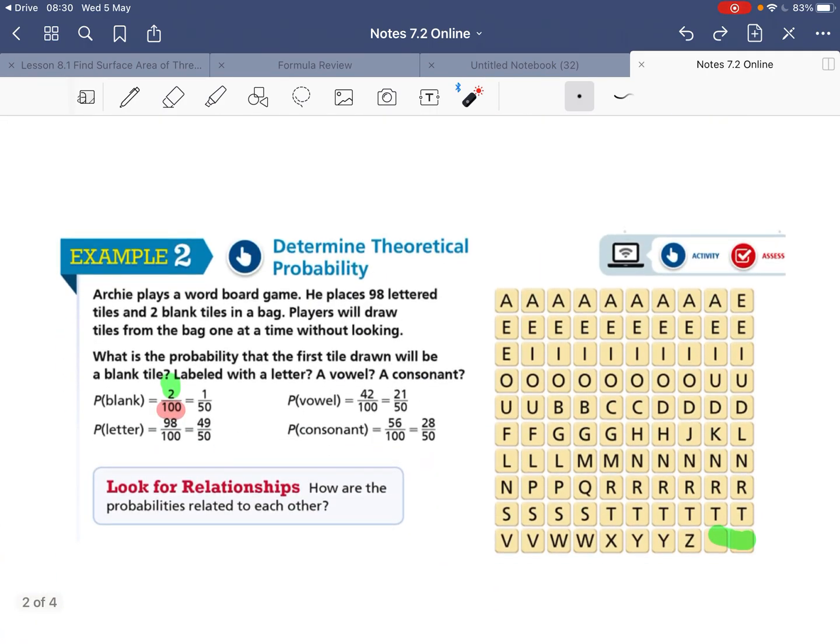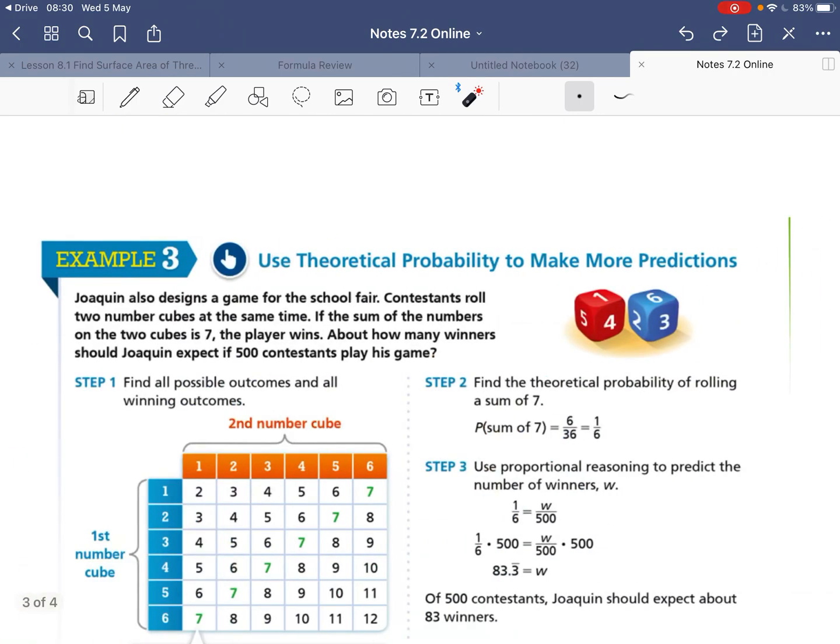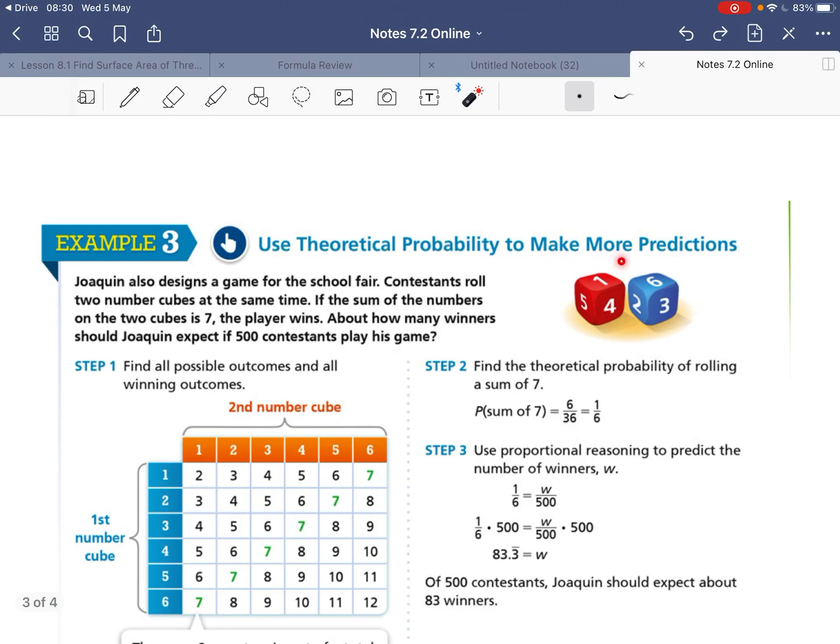So yeah, just keep that in mind. So these are our favorable outcomes. The probability of a vowel, probability of a consonant, probability of a letter, probability of a blank, okay? And these are the values here. Theoretical probability to make more predictions.